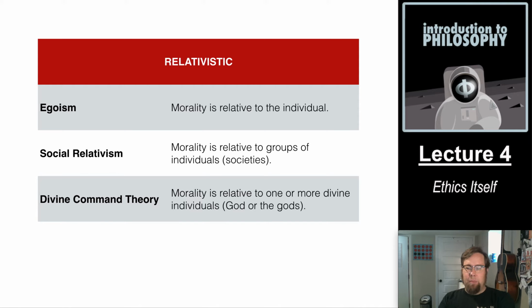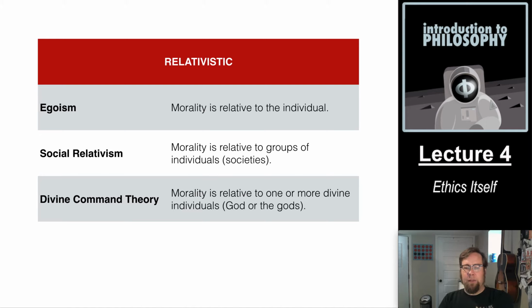They maybe aren't members of that religion, but they're wrong to do so from the point of view of that religion. But nonetheless, it's a kind of relativism. You just have a special kind of individual. In egoism and social relativism, any old human being, any old being has some kind of say-so in what counts as right and wrong. In divine command theory, you have to be a divine being. But nonetheless, it's a kind of relativism.